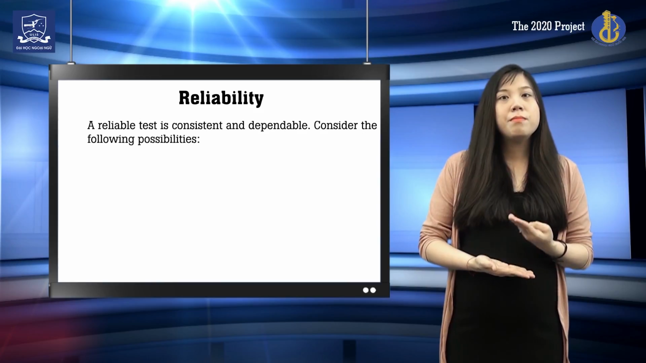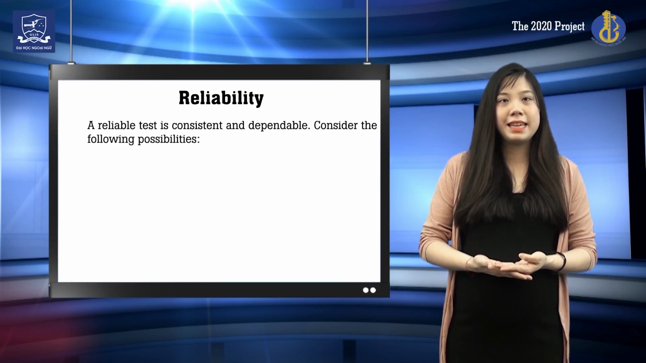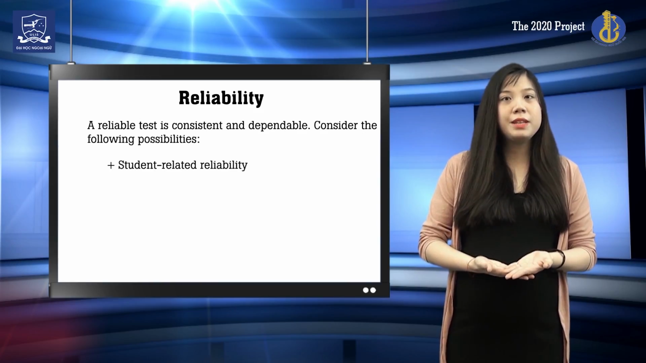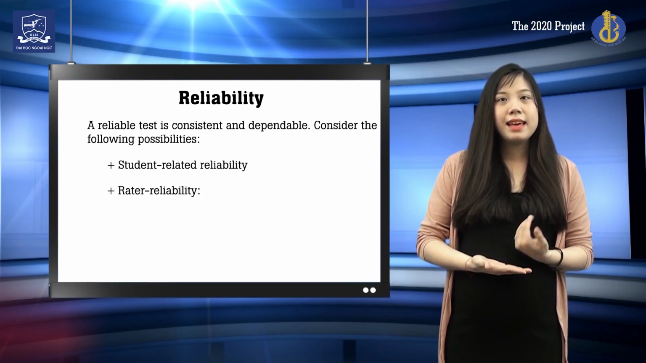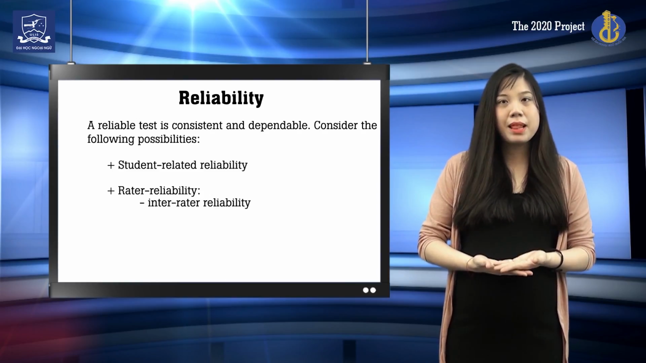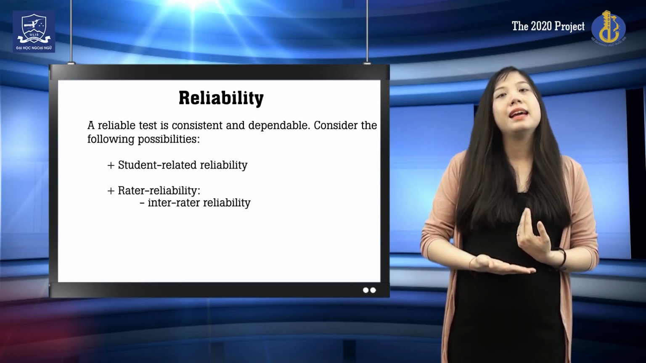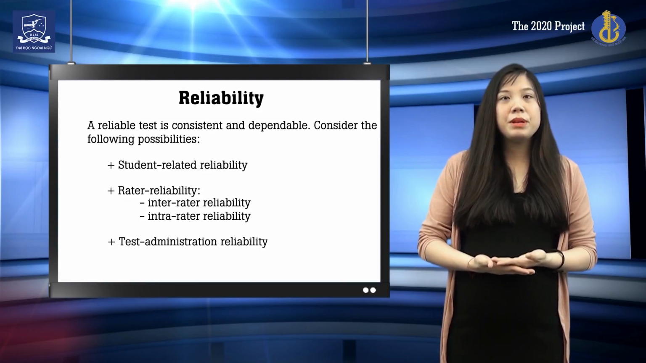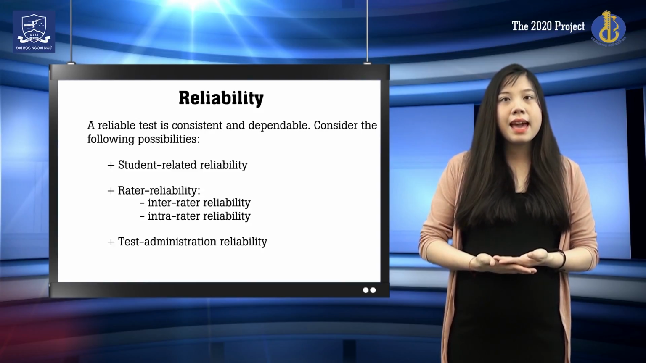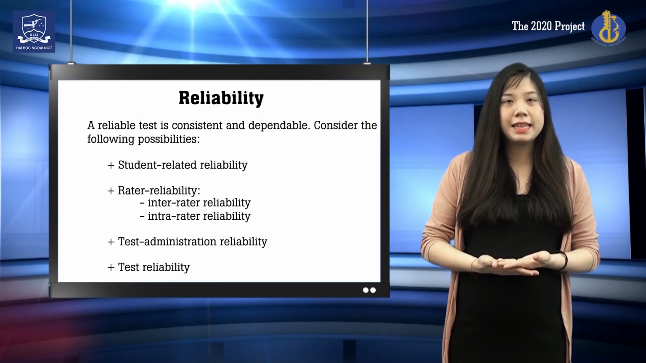There are 4 main types of reliability: student-related reliability, rater reliability, in which we have 2 subtypes, which are inter-rater reliability and intra-rater reliability, test administration reliability, and test reliability.